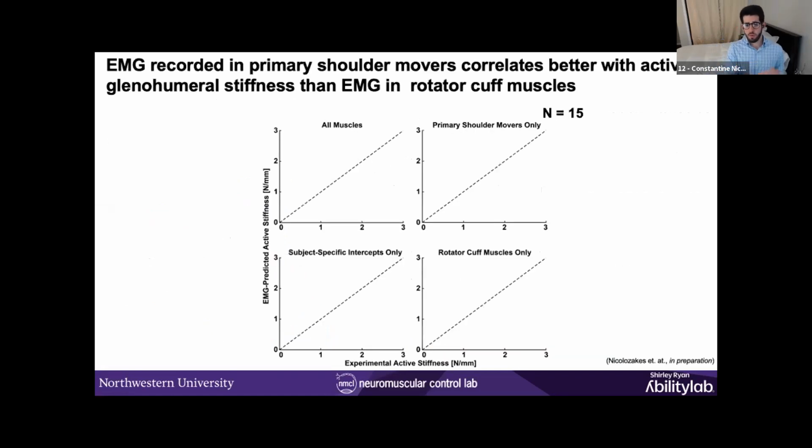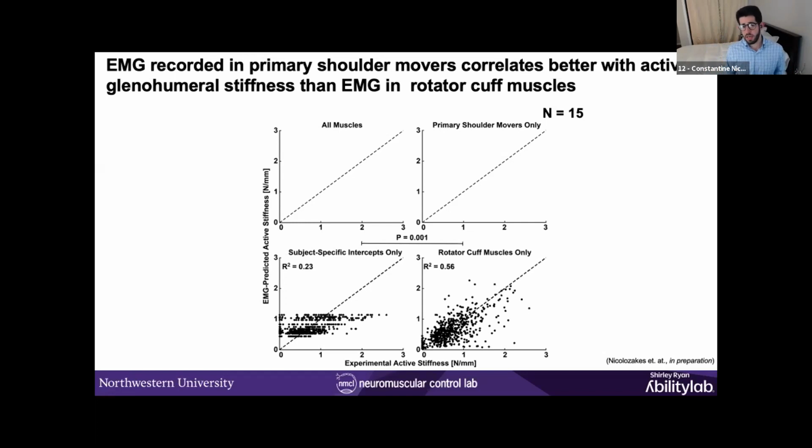And to visualize the result, I'll show some graphs here with active stiffness predicted just from EMG on the y-axis and experimentally estimated active stiffness on the x-axis. The dotted line here reflects a perfect prediction. In the first graph, with no muscles and only subject-specific intercepts included, we see a poor correlation between experimental and predicted active stiffness, as we would expect.